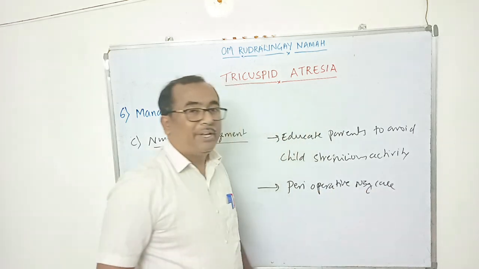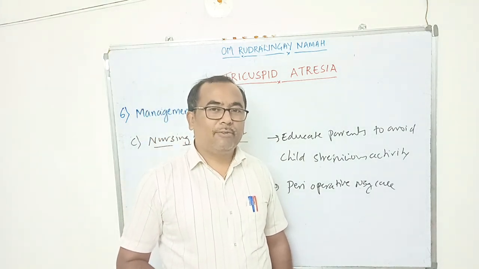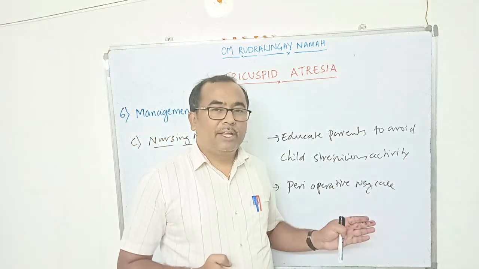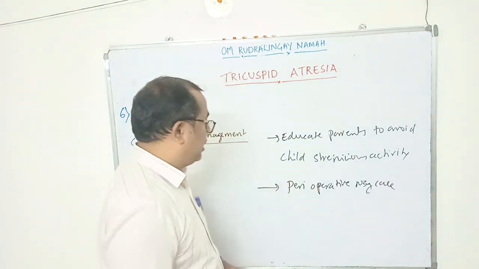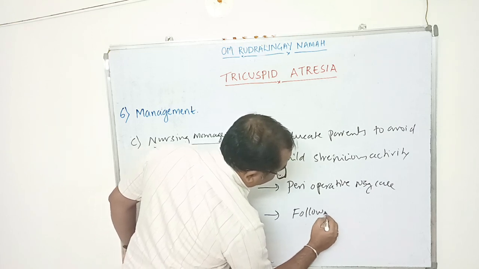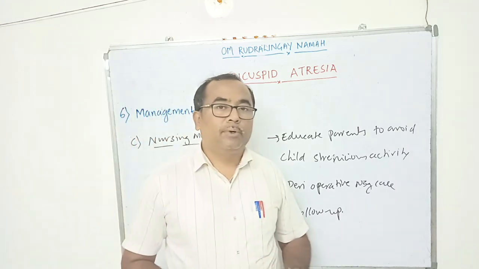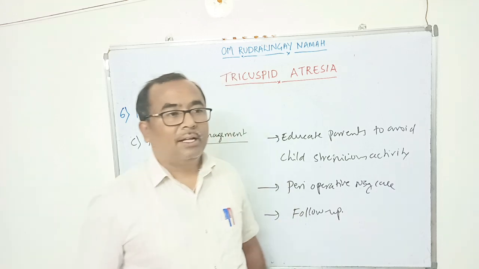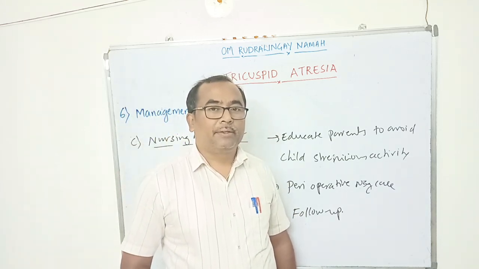Next, perioperative nursing care. This includes preoperative, intraoperative, and postoperative care. When the surgeon plans any surgical procedure for the child, we have to take all the interventions before the operation, during the operation, and after the operation. Next one is follow up. We have to follow up the child closely after the surgical interventions, and the parents of the child have to be educated to come for follow up care.